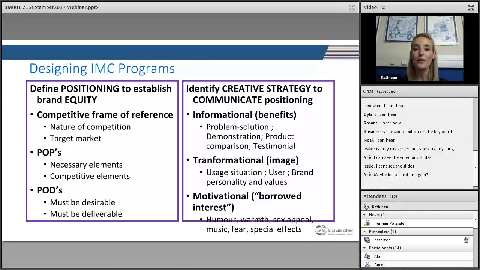When we are designing our IMC programs, there are 2 aspects to the design. The first aspect is where we are going to be defining the position of our brand, and the second one will be where we are communicating that position to our brand. When we define our position, this is where we are going to be looking at our competitive frame of reference, our points of parity, and our points of difference.